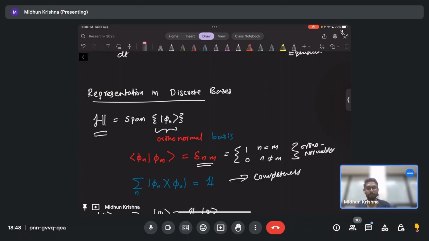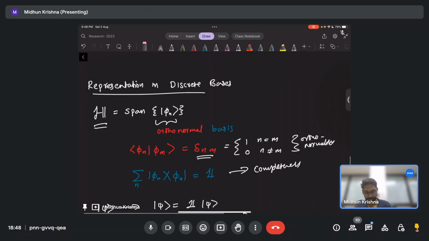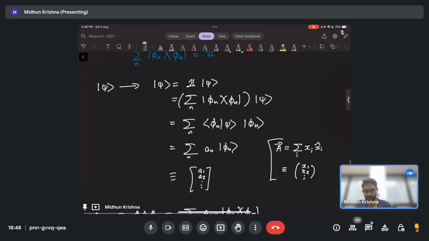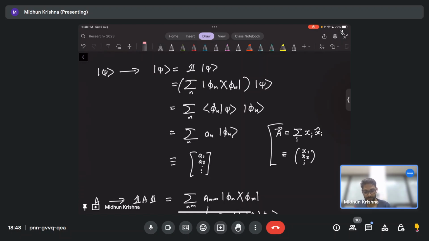They're not all bases. To be a basis, only the second condition is needed. But given a basis, we can do something called Gram-Schmidt orthonormalization to find a basis in which these two conditions are satisfied. Okay, this is easy. It's easier to work in this basis, so we'll stick to this kind of basis. Now, given a state psi, right?